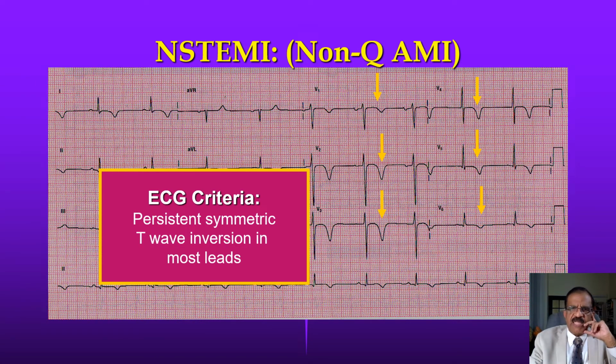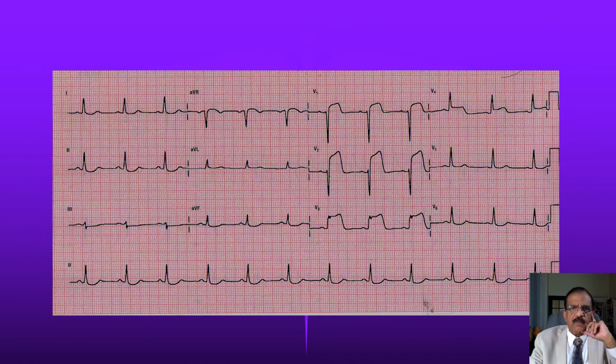Now let's take another example. Your turn again. See if you can find out any problem with this ECG. Remember, we are discussing ECG localization of myocardial infarction. So do you see any ST depression, ST elevation, T wave inversion? I can see ST elevation. Let me draw your attention to these leads.